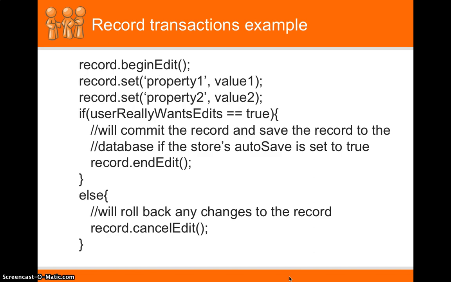So here's the record transactions example. As you can see, we're going to start by calling beginEdit on the record. We're going to set two property values, property 1 and property 2, to value 1 and value 2. If the user really wants this edit, we can call record.endEdit. Once you call endEdit, the store will see that the record has been updated and it will be sent to the backend at that point in time. And if the user really didn't want those edits, they can just call record.cancelEdit. That'll roll back the changes in the record and nothing will be changed.